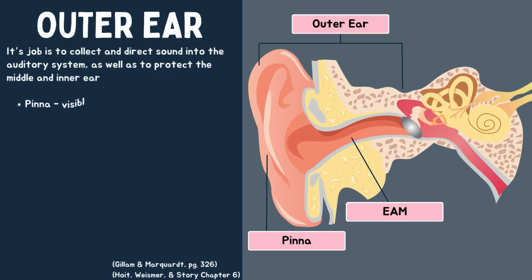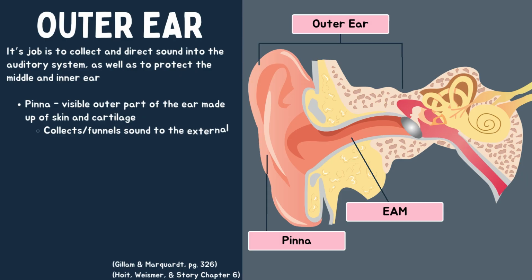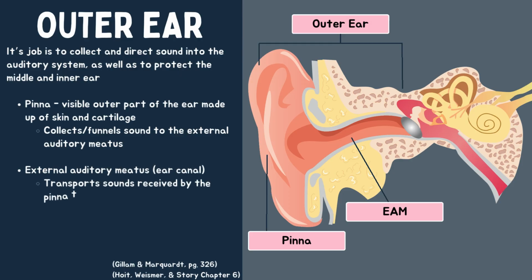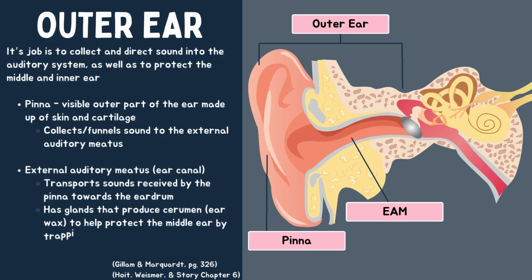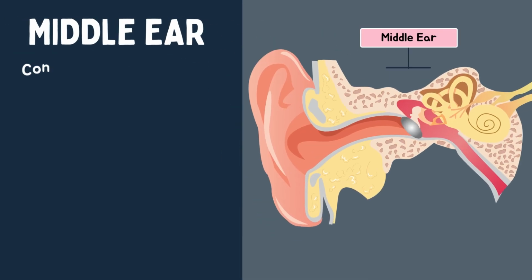middle and inner ear. We have the pinna, which is the outer part of the ear made up of skin and cartilage, and it collects and funnels sound into the external auditory meatus, also known as the ear canal. The ear canal transports sound received by the pinna towards the eardrum. It has glands that produce cerumen, which is earwax, to help protect the middle ear by trapping debris, keeping the canal moist, and helping fight off bacteria.